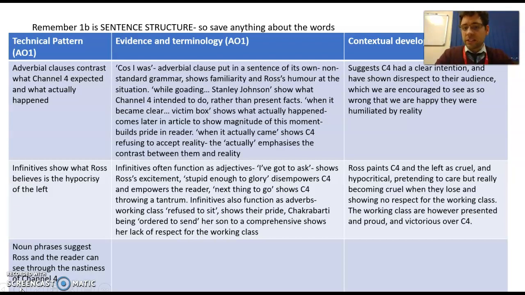So for context, I'd maybe talk about it shows Channel 4 have a clear intention. He suggests they've almost been disrespectful to the audience. They've put them in this box, and we're encouraged to sort of see that as so wrong that we're kind of happy that they're humiliated.